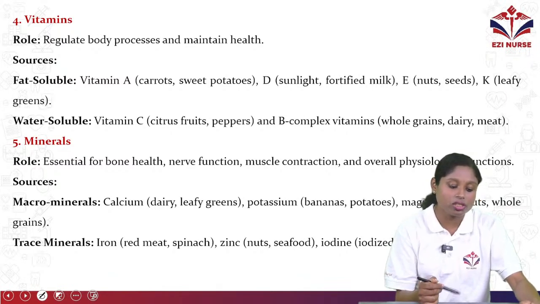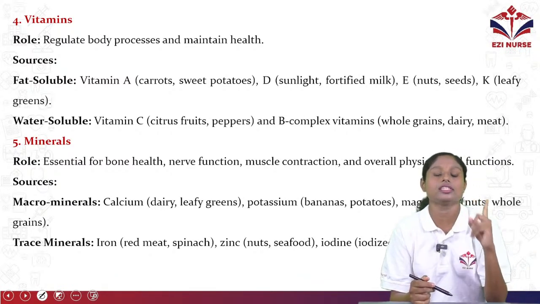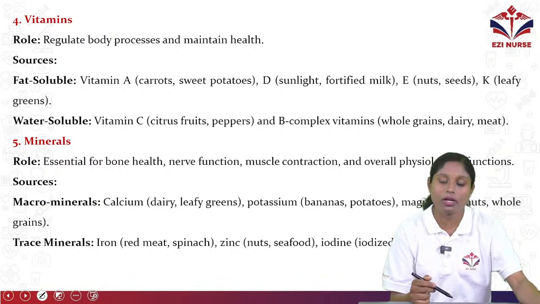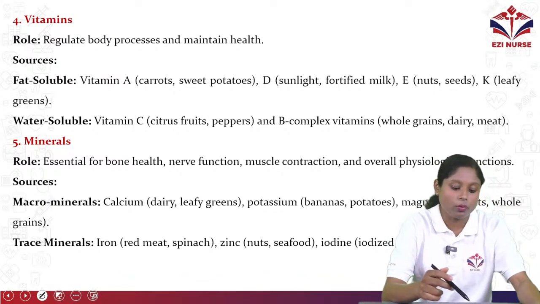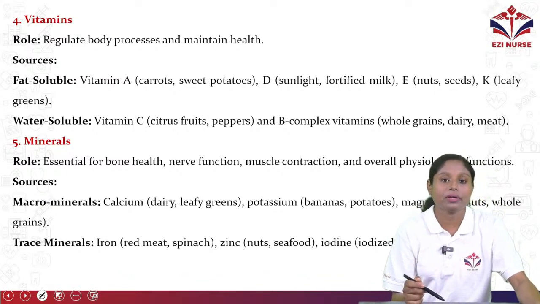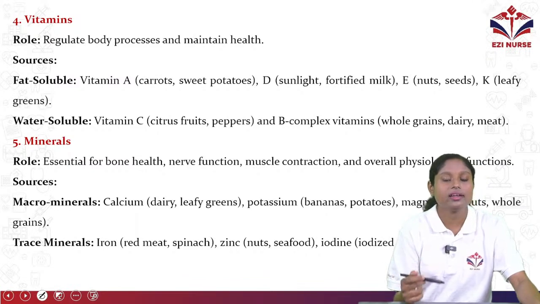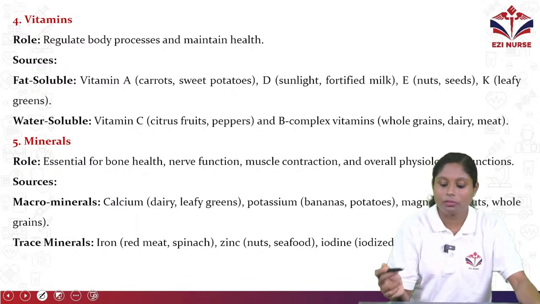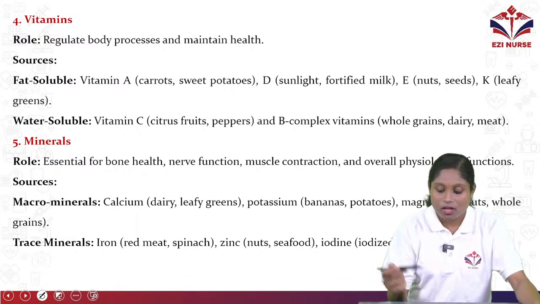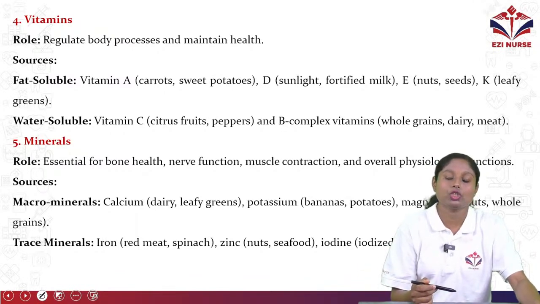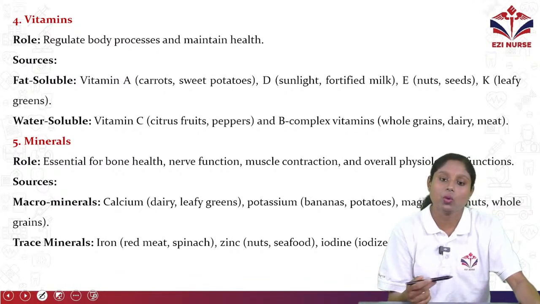What are the sources? It is divided into two categories: fat soluble vitamins and water soluble vitamins. For fat soluble vitamins, vitamin A we get from carrots and sweet potato. That's a source for vitamin A. Vitamin D is from sunlight and fortified milk. Vitamin E is from nuts and seeds. Vitamin K from leafy green vegetables.